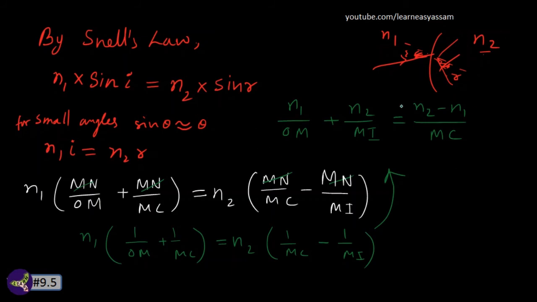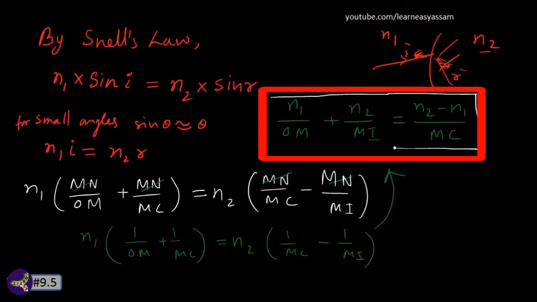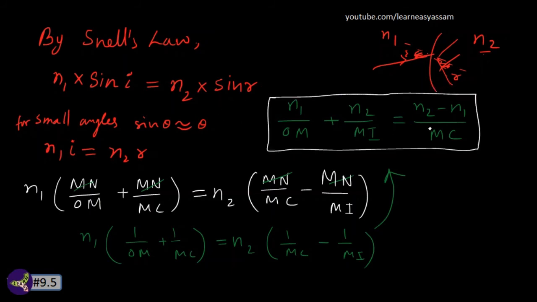So we have not used the sign convention here. If we use sign convention, then we will get the original equation. So this is our final equation actually. From this equation we can easily find out the relation between u, v and r.